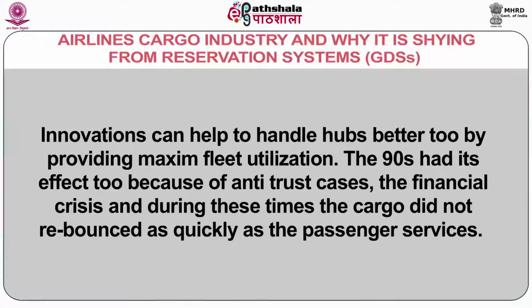Innovations can help to handle hubs better too by providing maximum fleet utilization. The 90s had its effect too because of antitrust cases and the financial crisis, and during these times the cargo did not rebound as quickly as the passenger services. Challenging times and coping up with the technology have their own rewards in the sense that bad times phase out the competition and there is a good prize waiting at the end post invention.